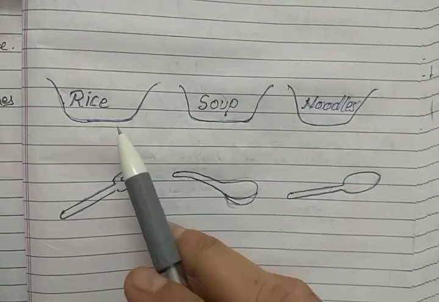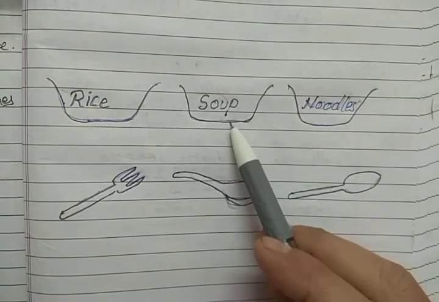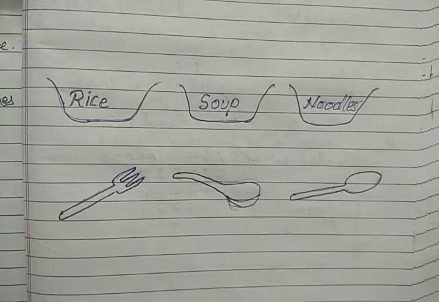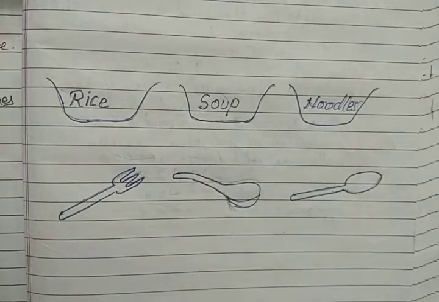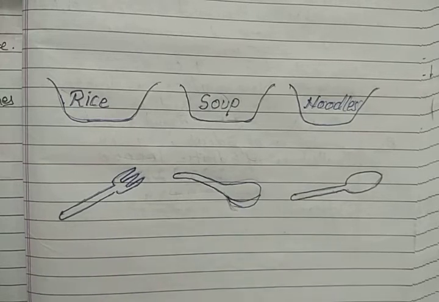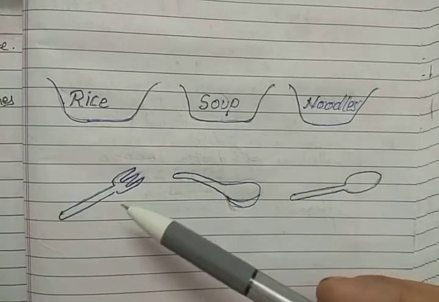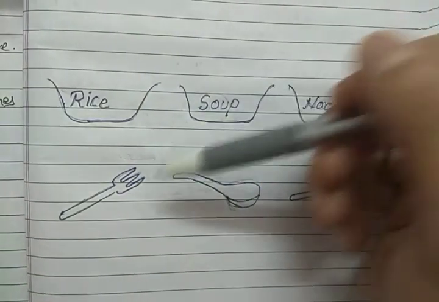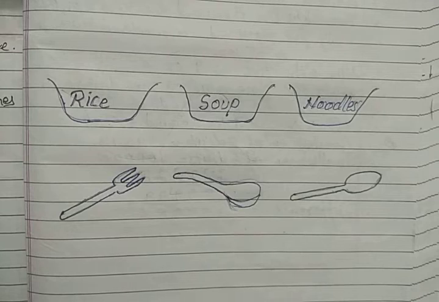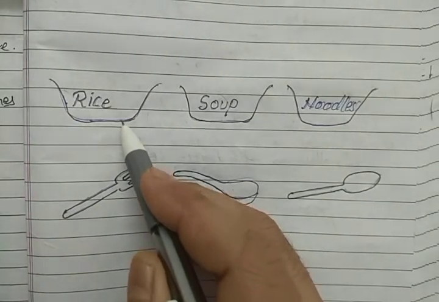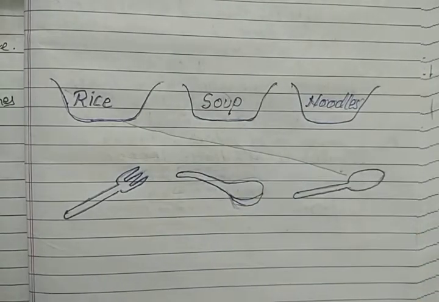You can see here we have 3 bowls, one having rice, one having soup and one having noodles. And we have 3 types of spoons also: a fork and 2 types of spoons. Which spoon will you use to eat rice? Do you eat it with this fork? No, it is not possible. We will not be able to eat with it. Which one is suitable for eating the rice? So we will use this spoon to eat the rice.